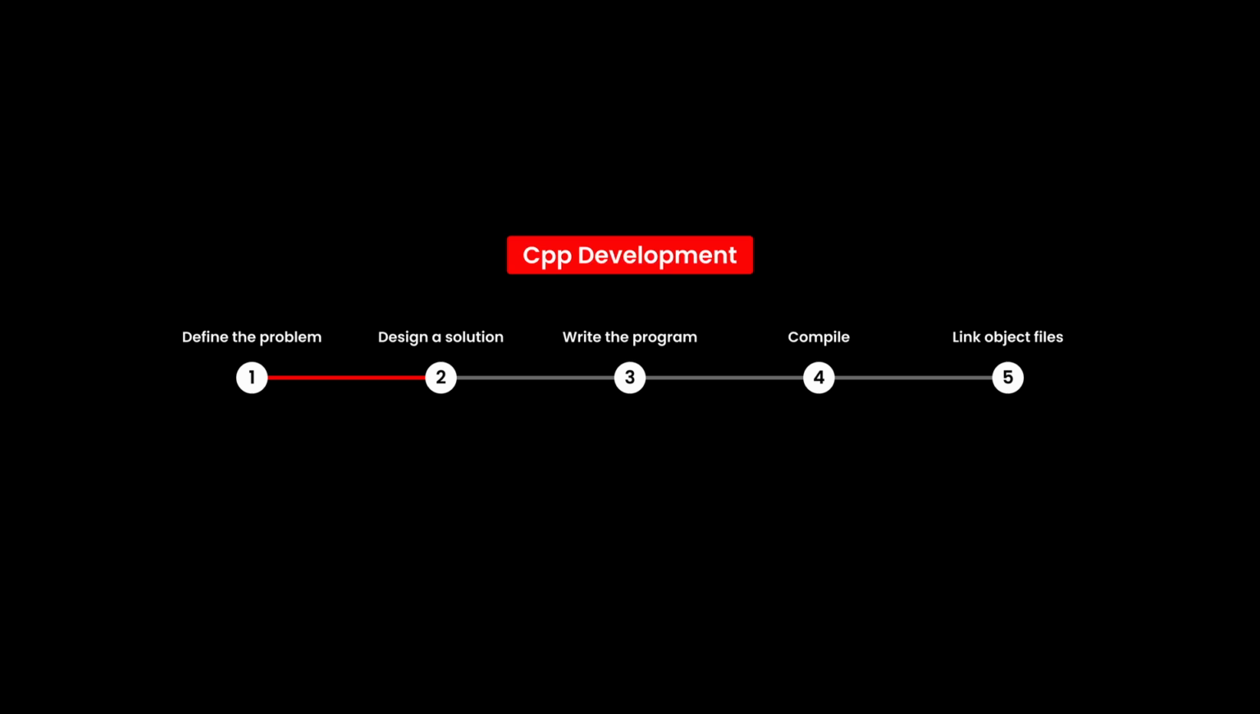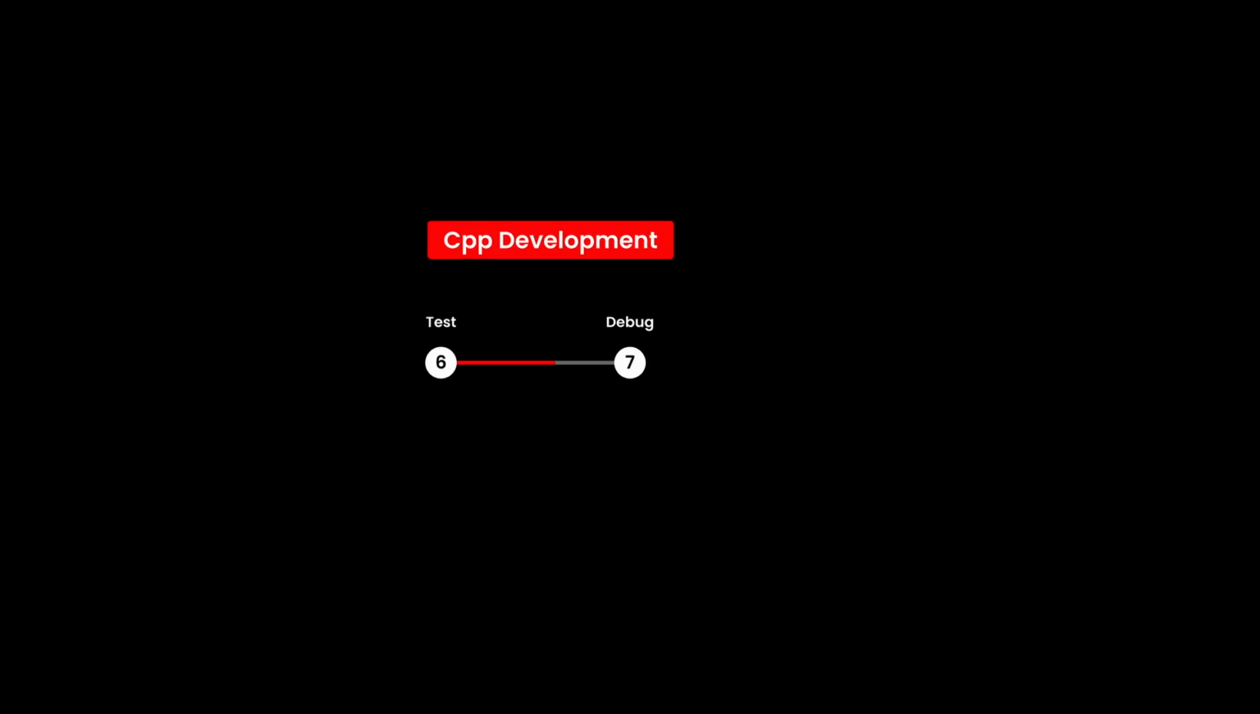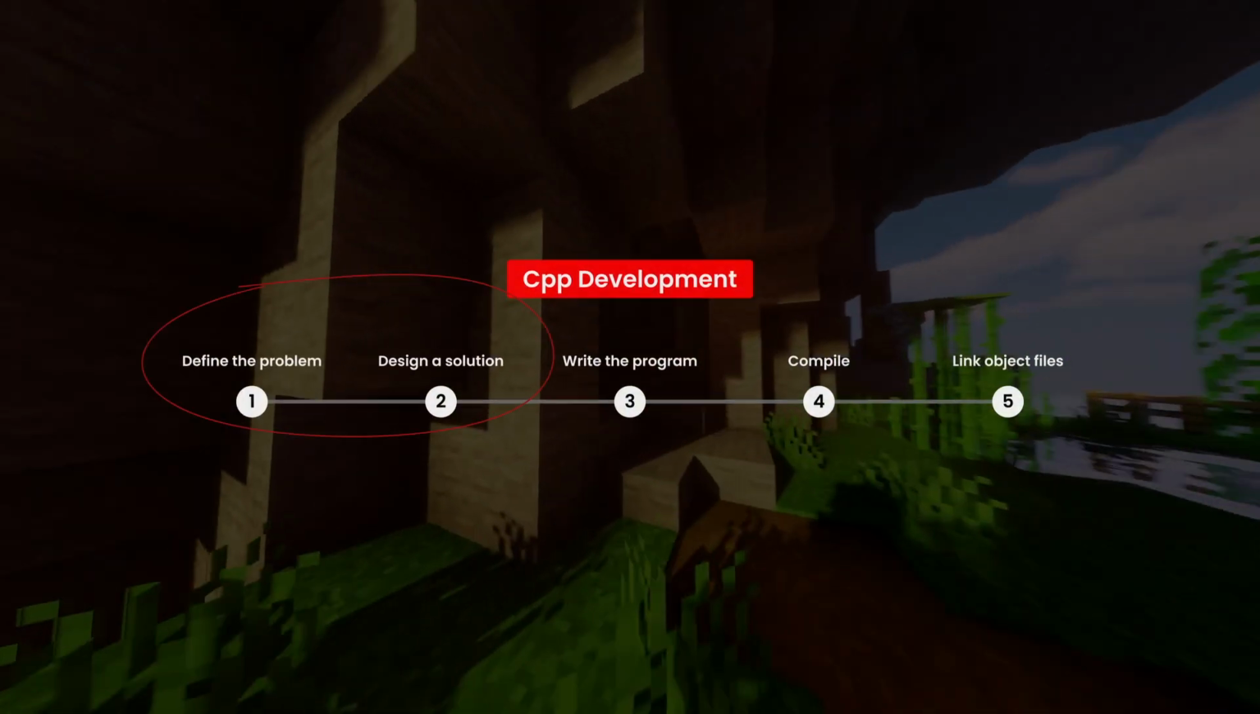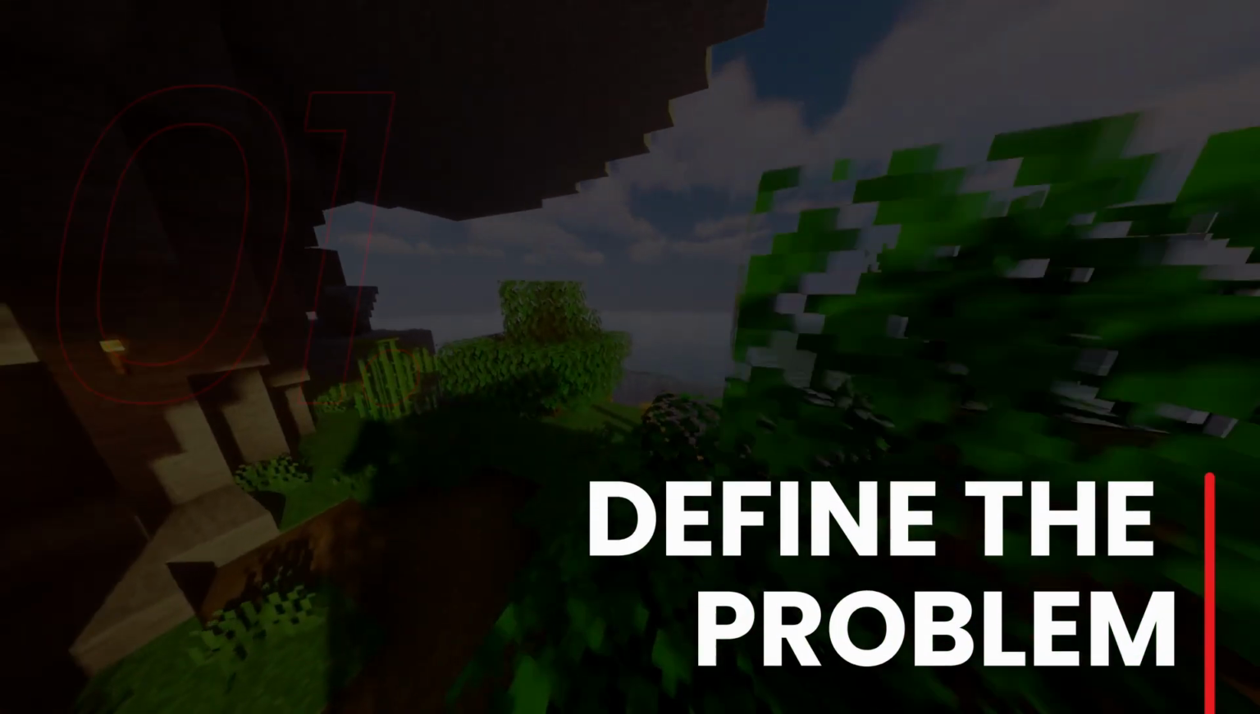Step 1, define the problem. Step 2, design a solution. Step 3, write the program. Step 4, compile it. Step 5, link object files. Step 6, testing. Step 7, debugging. In this video, we will focus on the first two steps, and surprisingly, these two steps have nothing to do with syntax.